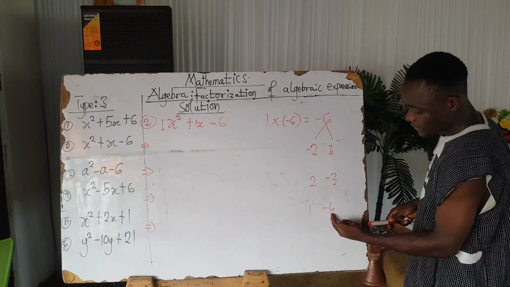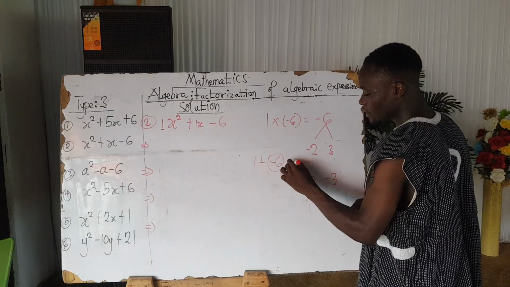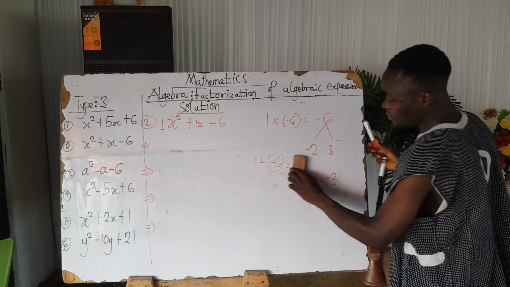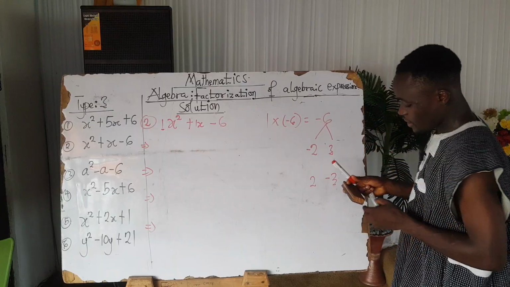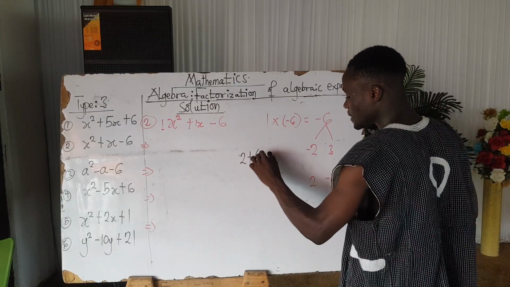When we add this and this, which is 1 plus negative 6, we are going to get negative 5. So that one too does not match. So therefore, this one also goes away. What about when we pick this? So 2 plus negative 3.